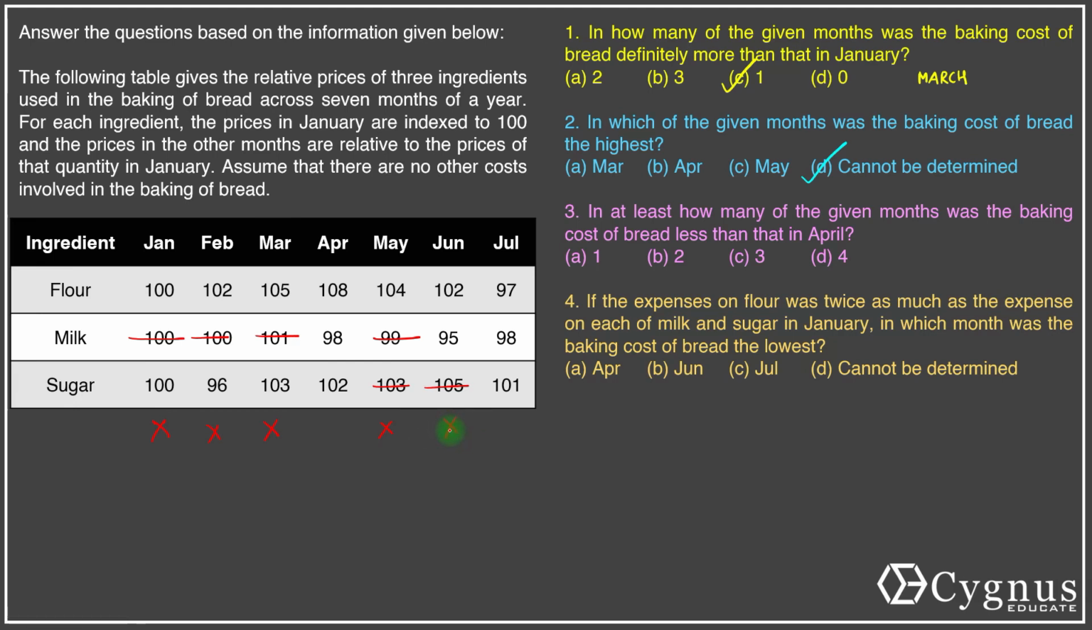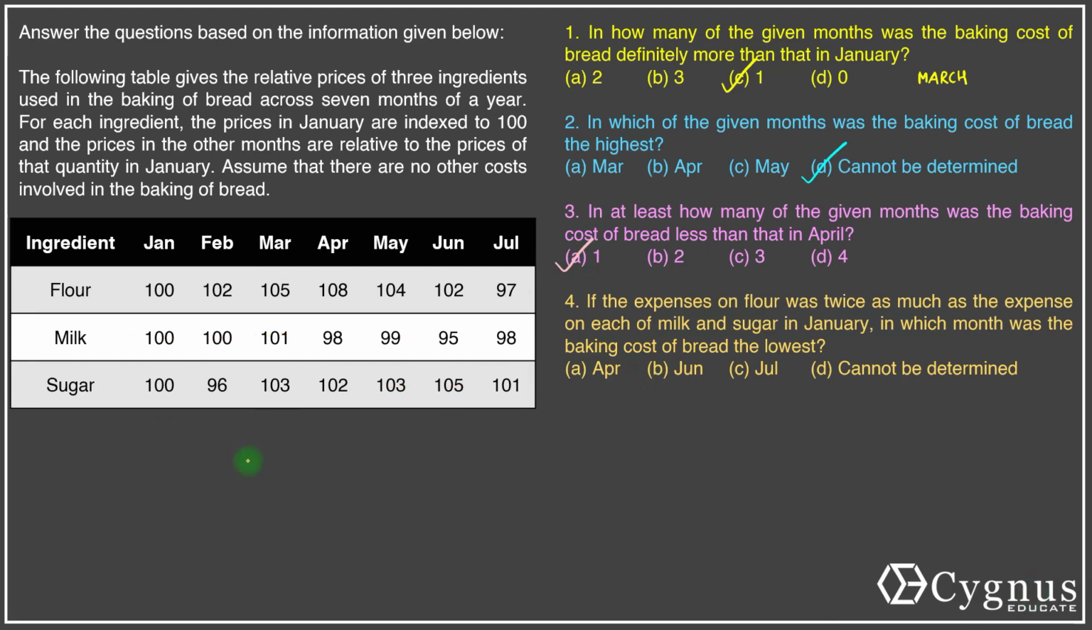Whereas, let's look at July. The cost of flour has gone down. The cost of milk has remained the same. The cost of sugar has gone down. Therefore, in this month, the cost of bread will definitely be less than April. There is at least one month where the cost of bread is less than that in April. I hope you're able to understand the concept of indexing thoroughly. Let's finally take a look at the last question and conclude our discussion.